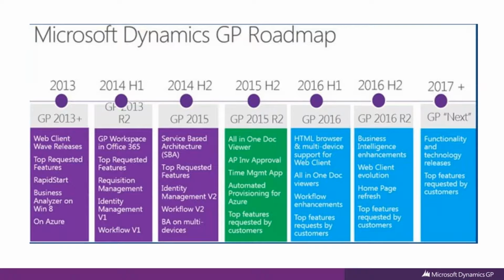So that being said, right now where we are is 2016 F1, right? So we're going to be talking about these things today. But moving into the future, they're going to be putting more time into the web client, a much more categorical home page that you can set to refresh when you want it to refresh. And then 2017, they're just going to continue to reinvest in Dynamics GP throughout the process.